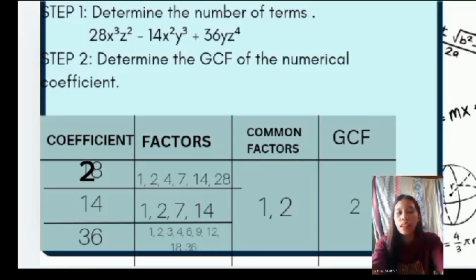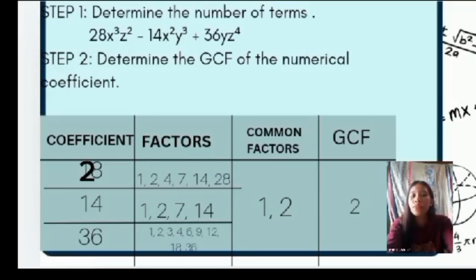In the next step, we need to factor them out. The factors of 28 are 1, 2, 4, 7, 14, and 28. The factors of 14 are 1, 2, 7, 14. And the factors of 36 are 1, 2, 3, 4, 6, 9, 12, 18, and 36. The common factors of the 3 are 1 and 2, and the GCF is 2.